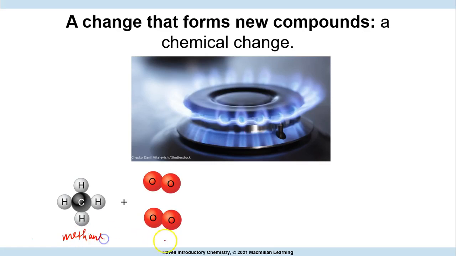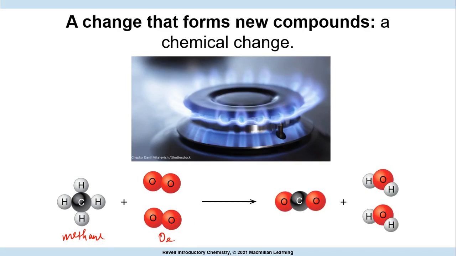We're reacting methane with oxygen. This is a process that is called combustion. That is going to give you carbon dioxide and water. So this is actually a chemical change because we have new substances. Carbon dioxide is a new substance, water is a new substance. So this is a chemical change.